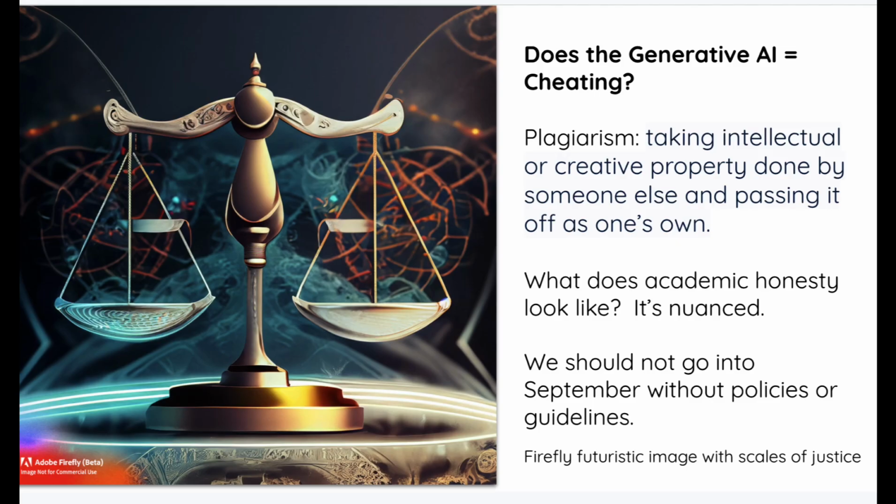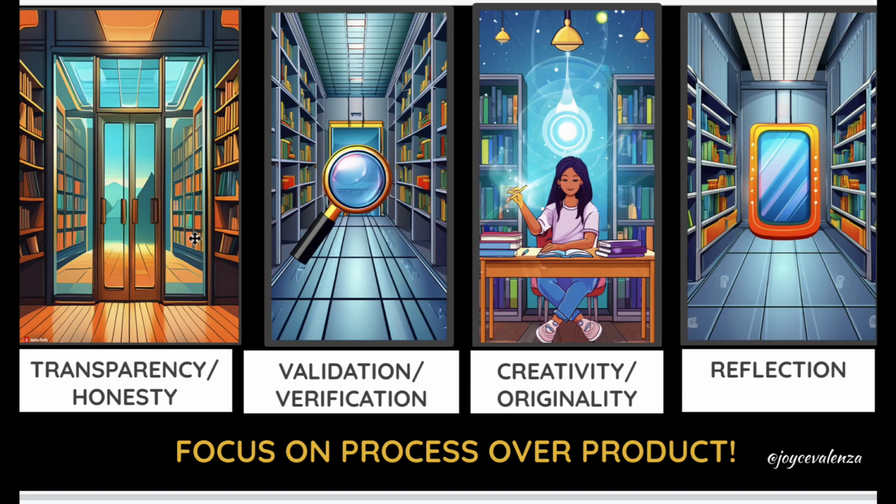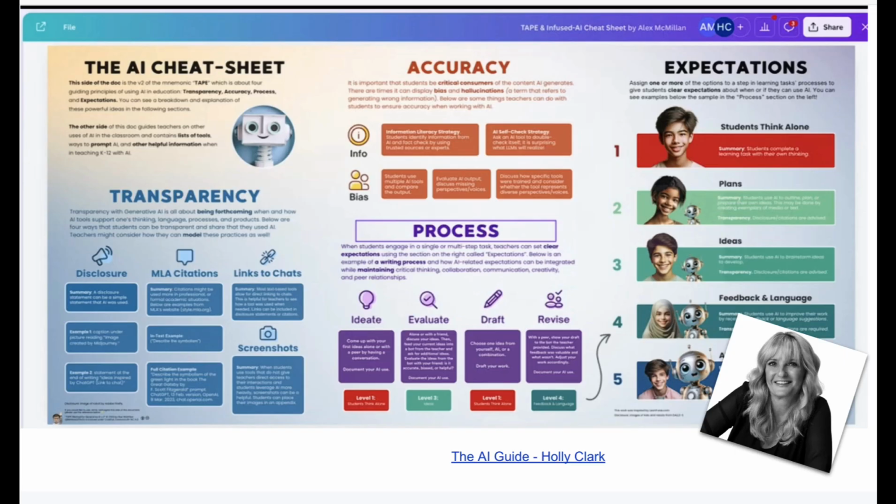And so we want academic honesty, but it is nuanced. We may not want everything to be completely done without AI. In fact, there are a number of models. I prefer, as you probably know, reflection at the end of a project, and tell me how you used AI and when it was valuable and when it wasn't. But we're also seeing other models. This is from Holly Clark. It looks kind of similar to what I've been doing in terms of transparency, accuracy, and really valuing the process over the product, or maybe both, but really considering the process.